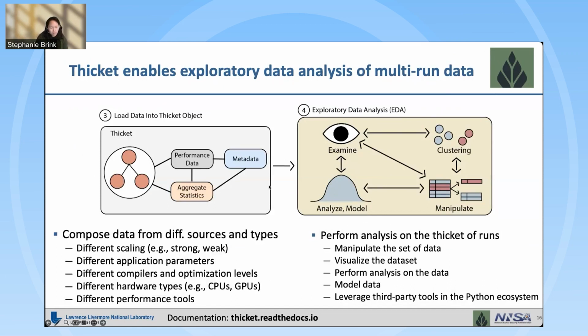so we talked about the data getting loaded into the Thicket object, which has these three different tables: the performance data, your metadata, and your aggregate statistics. And this lets us compose different data from different sources and different types, looking across different number of ranks, varying the parameters within our application, varying compiler versions and optimization levels, and also being able to compare performance metrics across different architectures as well.